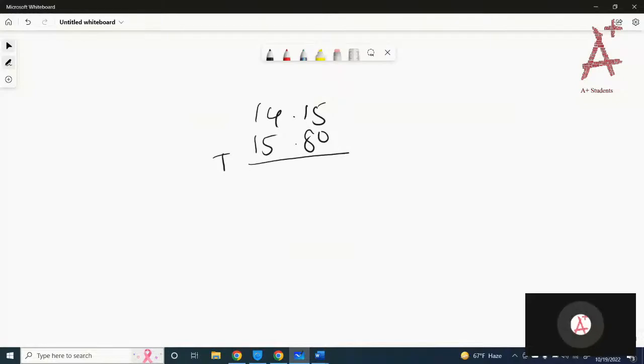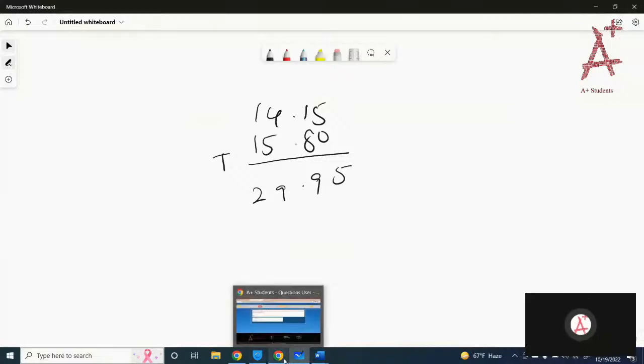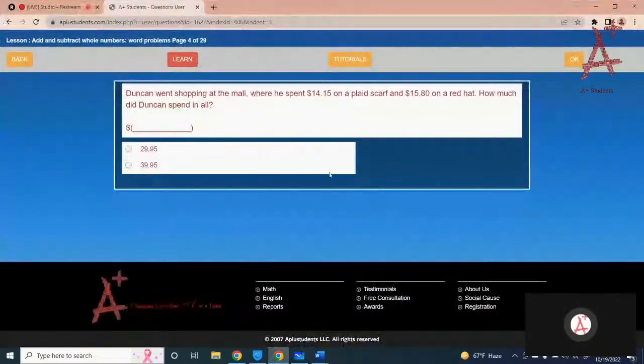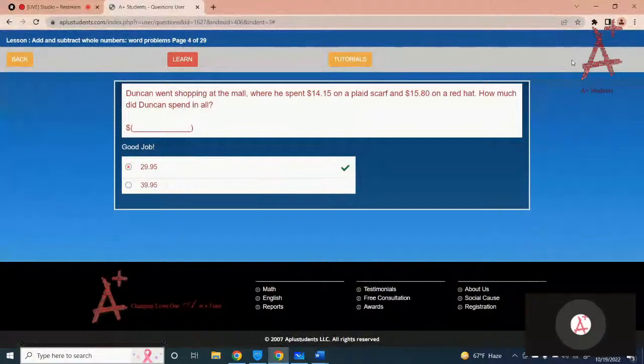So 5 plus 0 is 5, 8 plus 1 is 9, 4 plus 5 is 9, and 1 plus 1 is 2. So when you add them, that means the total amount spent is 29.95. Got it? So select the correct option and click on the OK button.